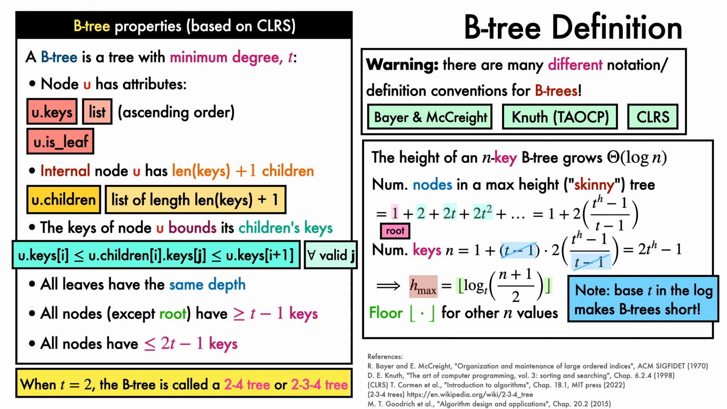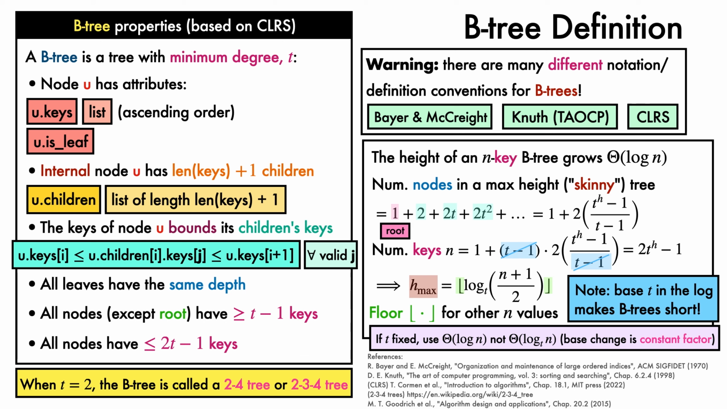Lastly, there is a nuance here about notation. Since t is a hyperparameter of the tree that is fixed, we can still use big theta of log n, rather than big theta of log base t n, to describe asymptotic complexity, since the change of logarithm base amounts to a constant factor, which you can see by examining the change of logarithm base formula.